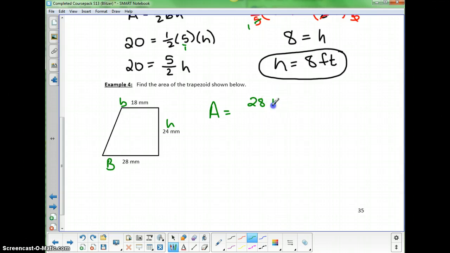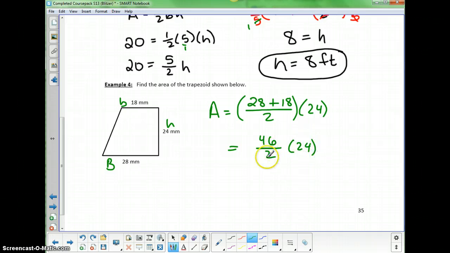Big base plus little base, so 28 plus 18 over 2. Average the two bases times the height of 24. 28 plus 18 is 46 over 2 times 24. 46 divided by 2 is 23 times 24. And 23 times 24 is 100.